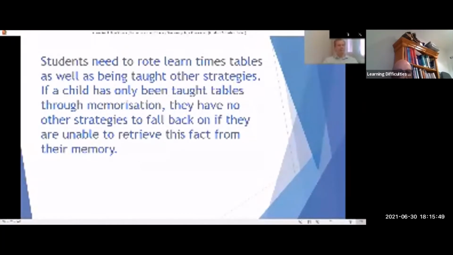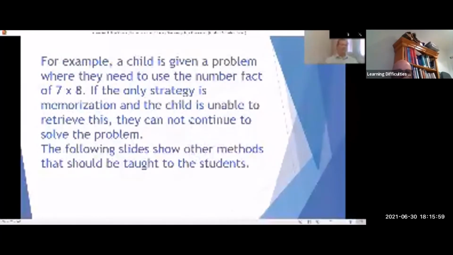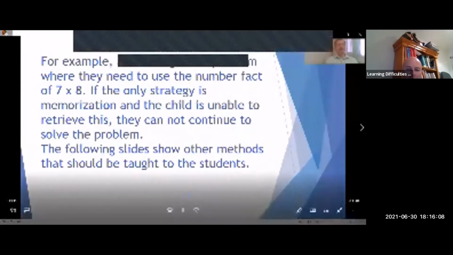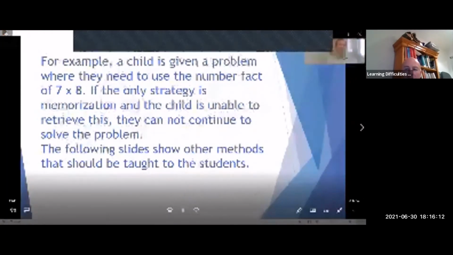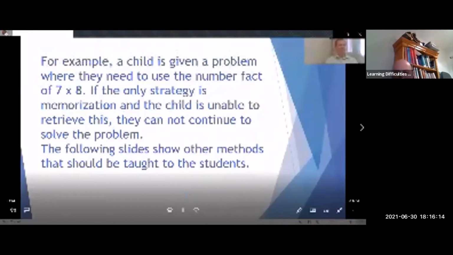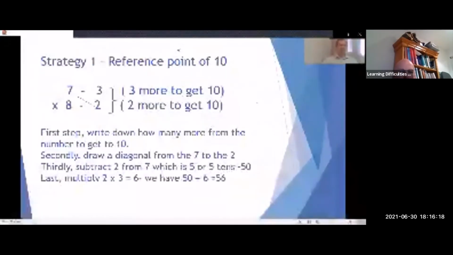If a child has only been taught times tables through memorization, they have no other strategies to fall back on if they are unable to retrieve this from their memory. So, for example, a child is given a problem where they need to use a number fact of 7 times 8. If they only know memorization and they're unable to retrieve this, they cannot continue working on the problem. So the following slides show some methods that we use to help the students with.